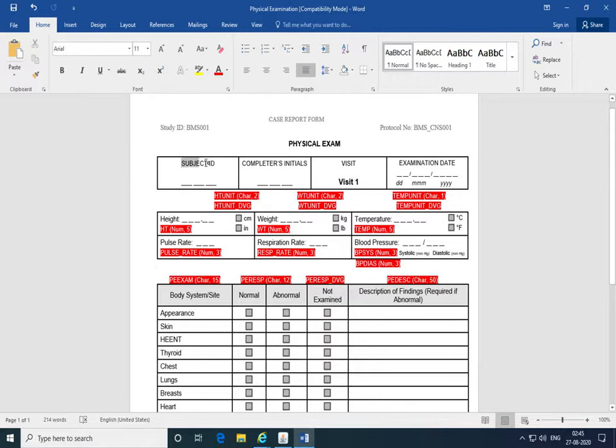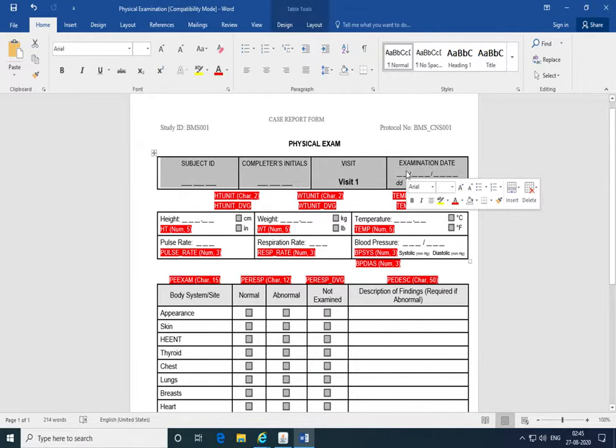The part at the top here is known as the header information. The header information uniquely identifies the data within the body of the case report form. For example, if the body has the value for height provided as 107, the header signifies which subject ID it is for, who completed this information, which visit it is for, and what the date of examination or visit date was.